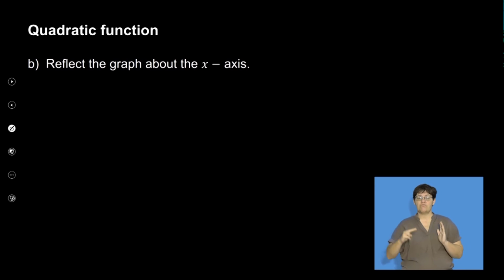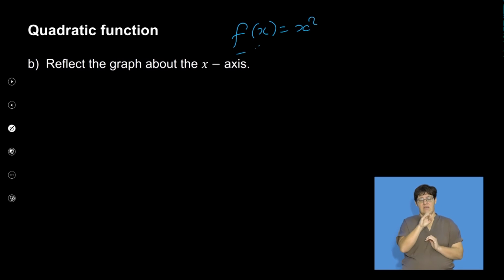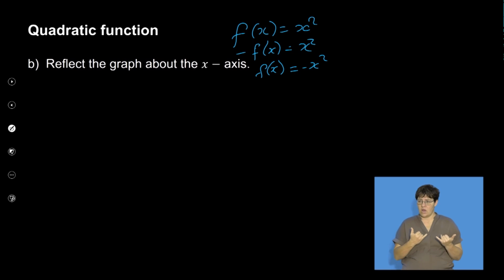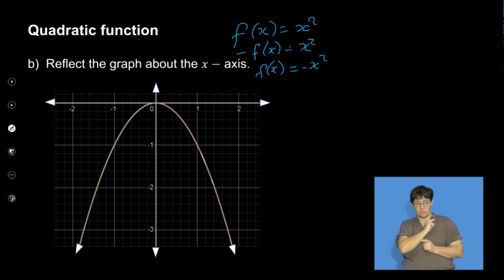We then need to reflect this about the x-axis. Because the function was f of x equals x squared, when I reflect this about the x-axis, it will be minus f of x equals minus x squared, which becomes f of x equals negative x squared. So in simple terms, it now becomes a sad face instead of the happy face, and therefore the graph will look like this.